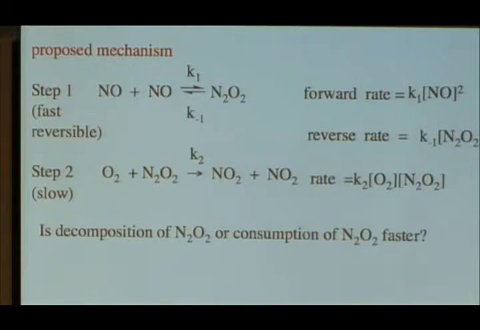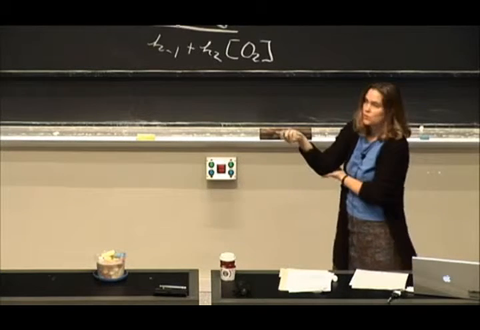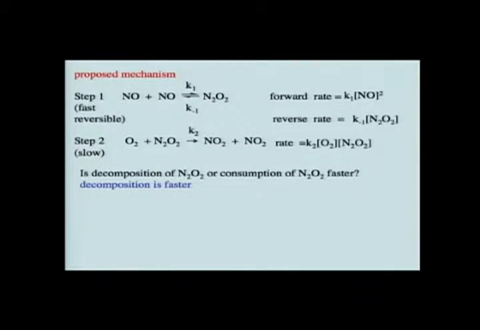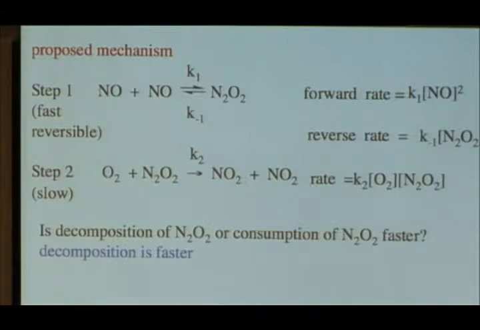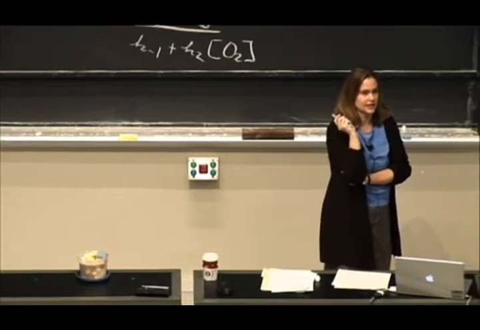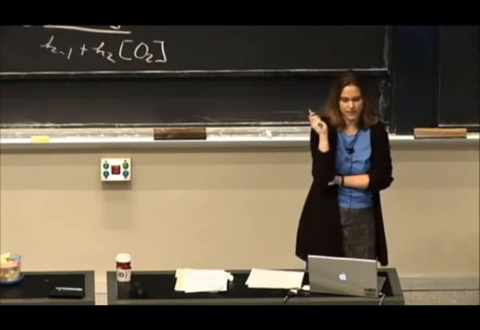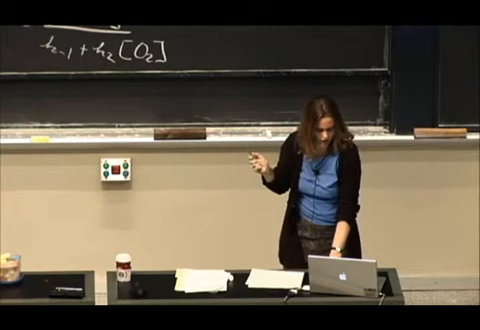So as we wrote this, we're saying decomposition is fast. The first step is fast and reversible, so the decomposition is fast. The second step is slow. The consumption of that intermediate is slow. So that allows us to change our rate.